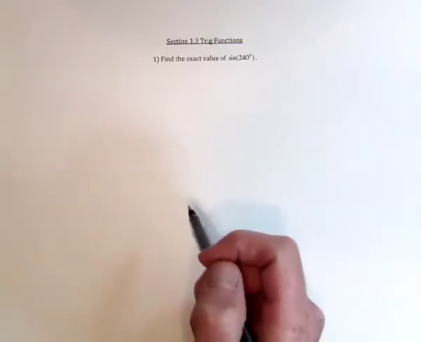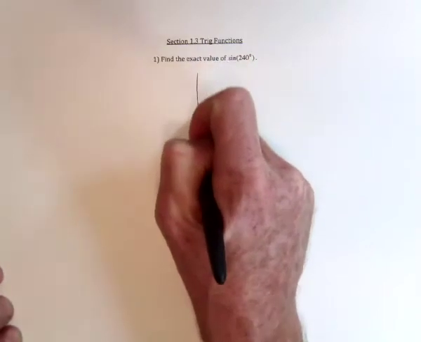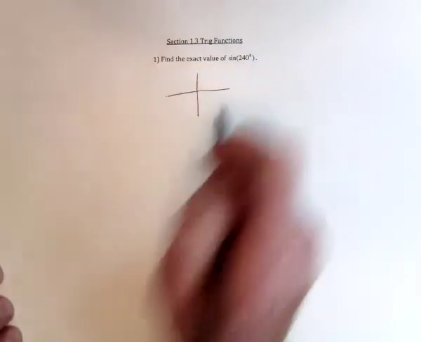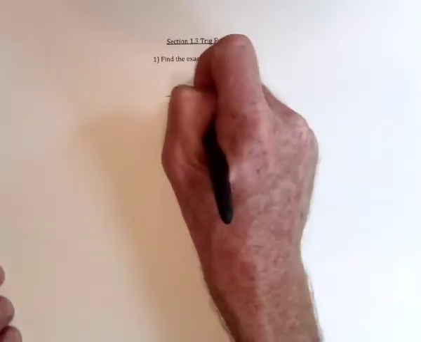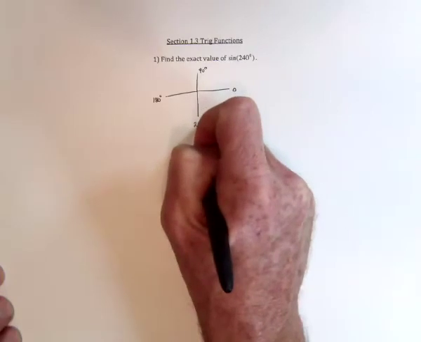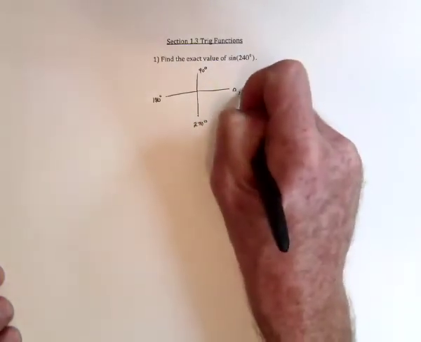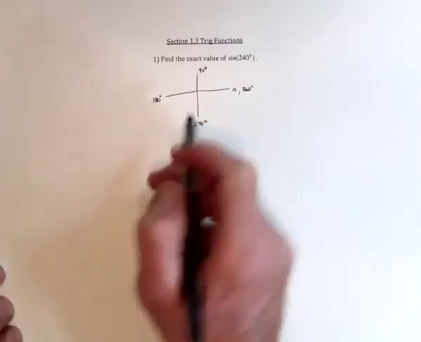To find the exact value of sine of 240 degrees, the first thing I'm going to do is take a look at where that angle is. So here's 0, 90 degrees, 180, 270, and if we go all the way around a circle, 360 degrees. Well, the 240 then would be over here.